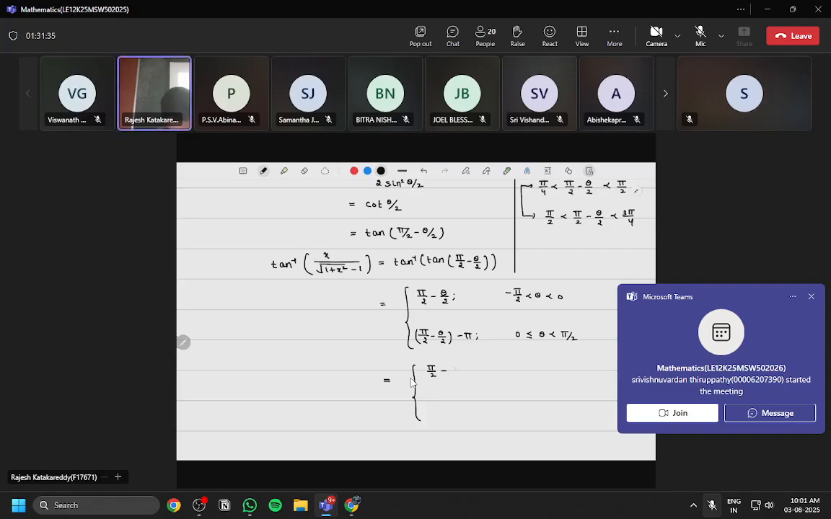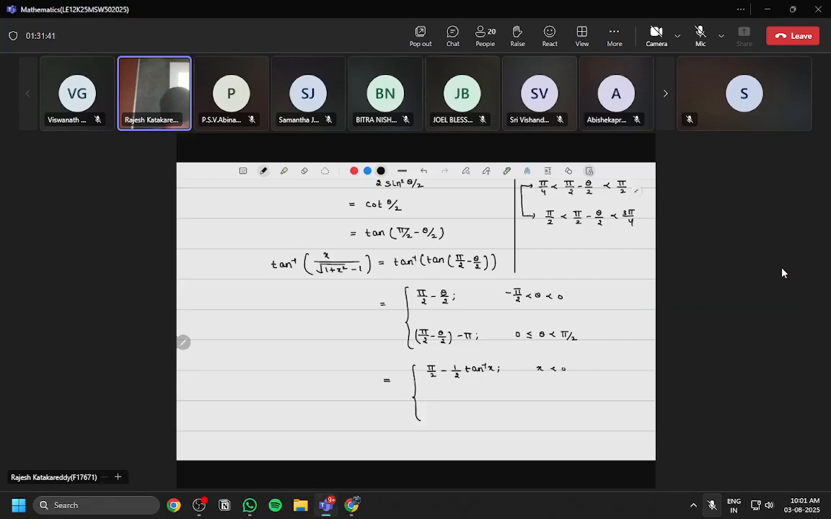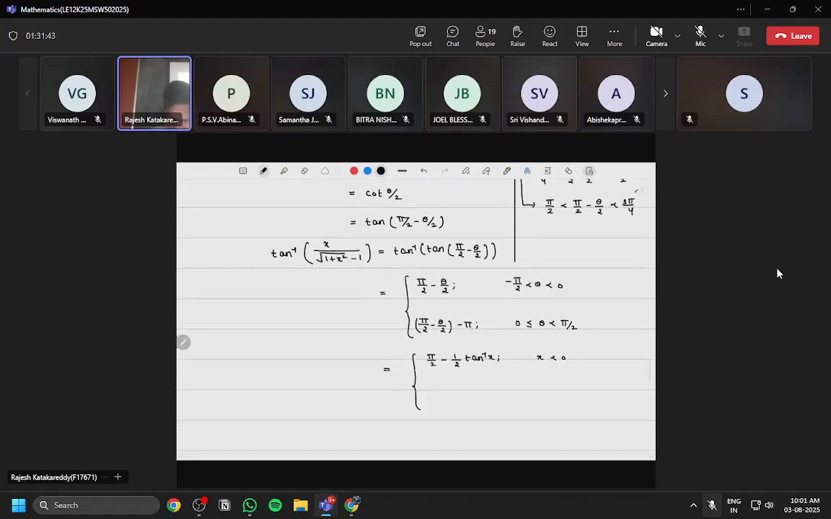If I substitute theta by 2, what is 1 by 2 tan inverse x? This is when x less than 0. Otherwise, minus pi by 2 minus 1 by 2 tan inverse of x. This is when x is greater than or equal to 0. Now differentiate this. What do you say? Do you think it is differentiable at 0? Do you think it is continuous at 0 first of all? Discontinuous, it is coming at 0. And then what about the differentiability at 0?